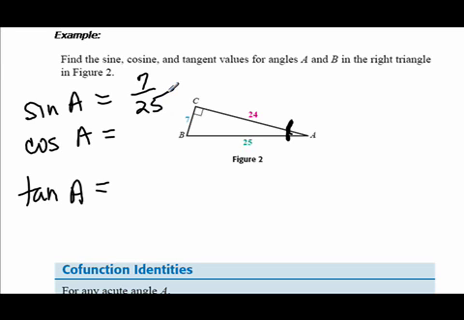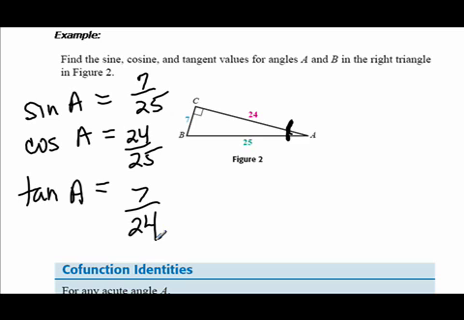The cosine of the same angle, A, well, if the opposite side is 7, hypotenuse is always 25, the adjacent side would have to be 24, so 24/25. And then again from angle A, let's do the tangent of that angle. Opposite over adjacent. Opposite would be 7. Adjacent would be 24. So those are your 3 solutions there.